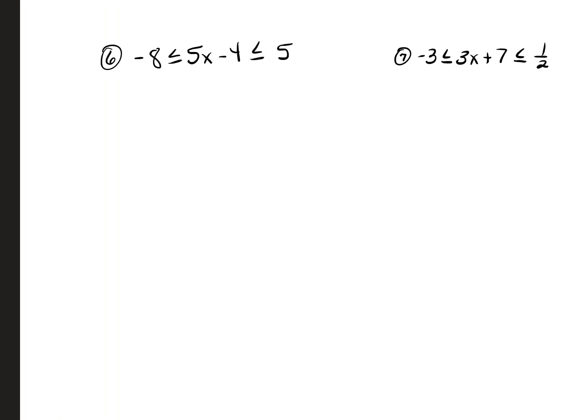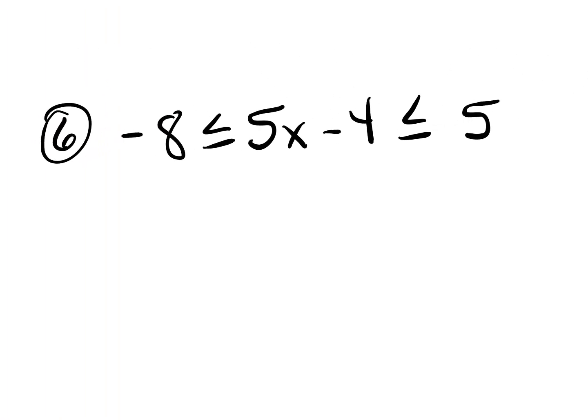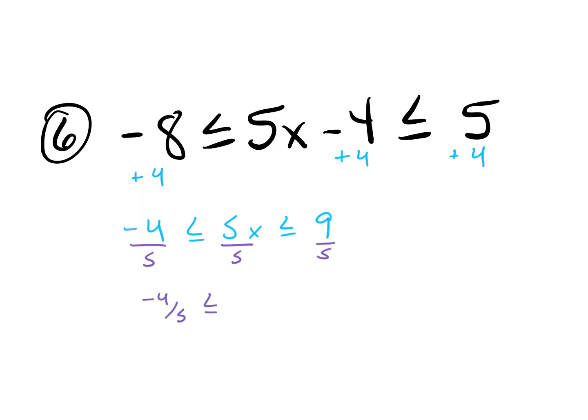We have 2 more on the last page, 2 more compound inequalities. So with number 6, I want to isolate my variable in the middle. So I'm going to add 4. So we get negative 4 is less than or equal to 5x, which is less than or equal to 9. Next, I'm going to divide everything by 5. So negative 4 over 5 is less than or equal to x, which is less than or equal to 9 over 5.